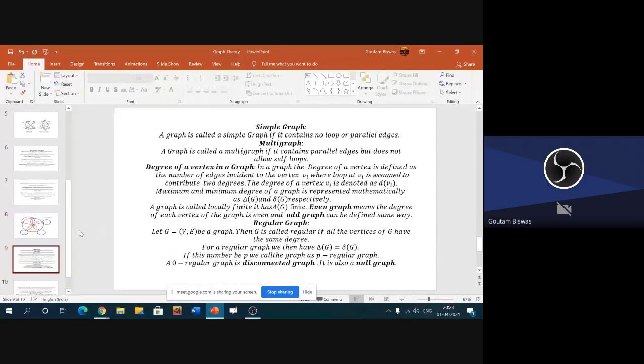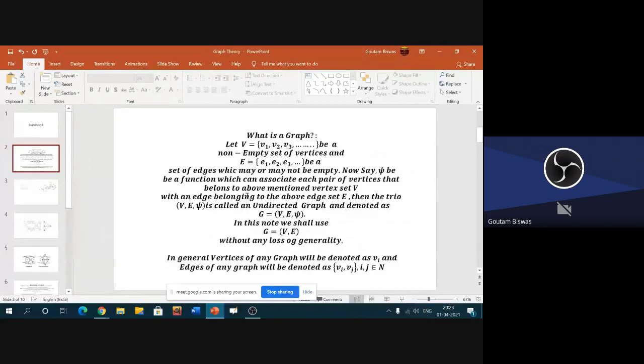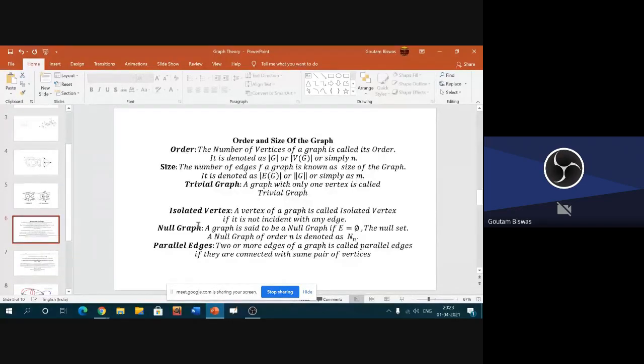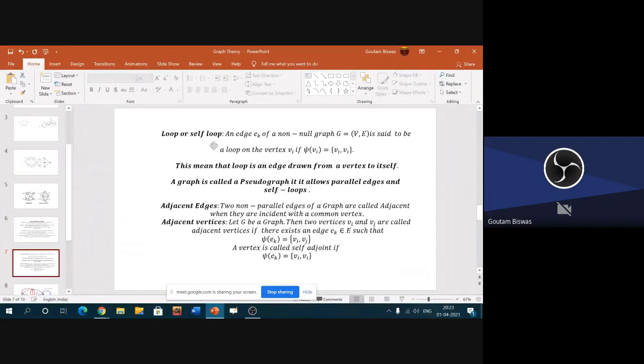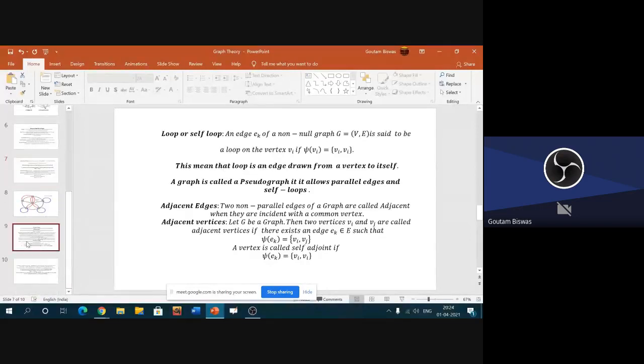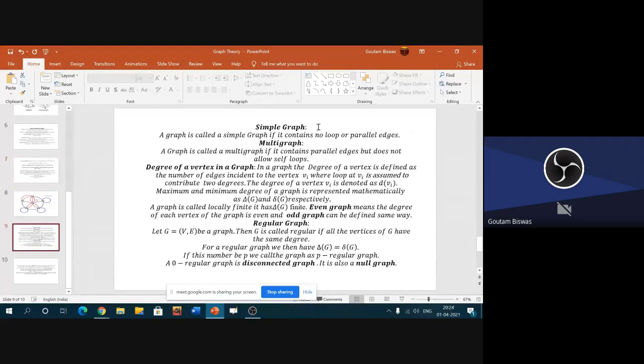Now a simple graph. First I want to come back here. What is called a null graph, then isolated vertex, parallel edges, you should know. Then the loop. These are all technical language you have to understand and remember. So next comes the simple graph.